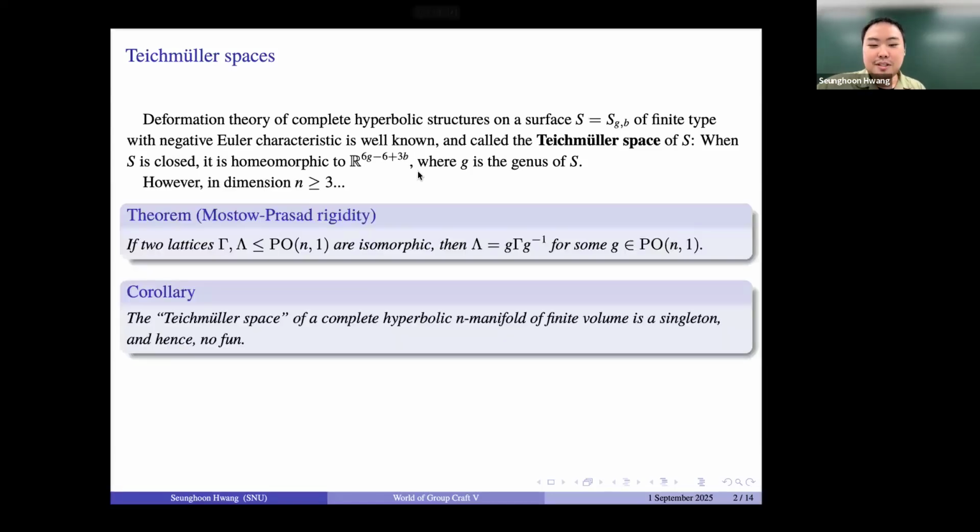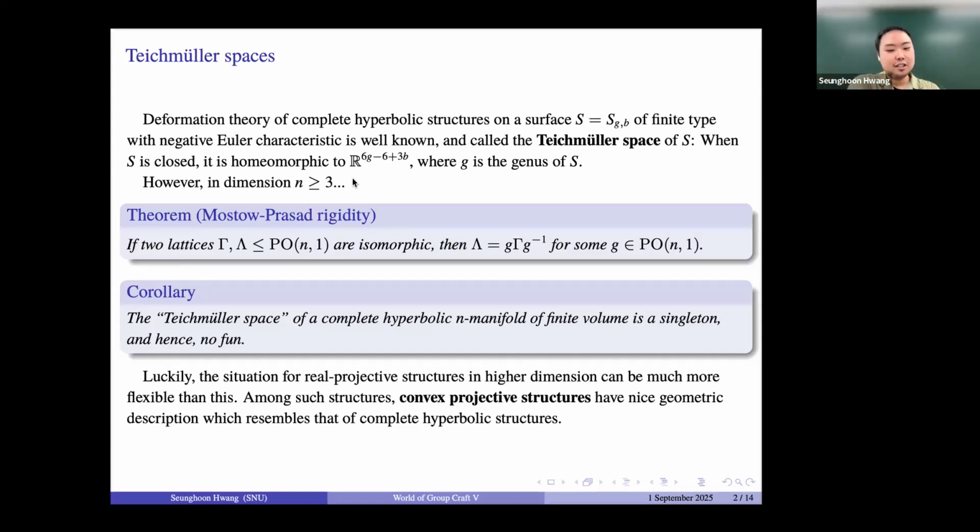But in higher dimension, this wonderful picture does not happen because we have Mostow-Prasad rigidity. If we have two lattices in PO(n,1), where n is at least 3, and they are isomorphic, then in fact these two are conjugates in this group. So in the terminology of deformation spaces, this Teichmüller space of such structures is just a singleton, so no fun.